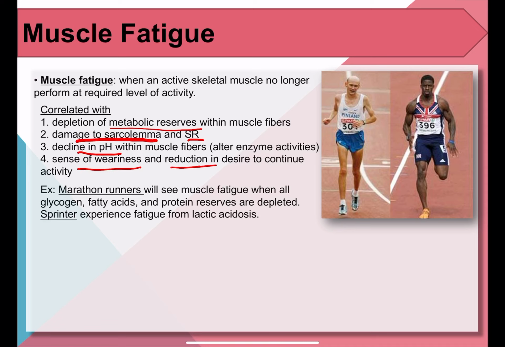All right. So for example, marathon runners will see muscle fatigue when all of their glycogen, fatty acids, and protein reserves are depleted, because they're going for that long haul of continuous usage of ATP. Sprinters, on the other hand, experience fatigue from lactic acidosis. Okay, so this is, for example, how a typical marathon runner looks versus a sprinter.